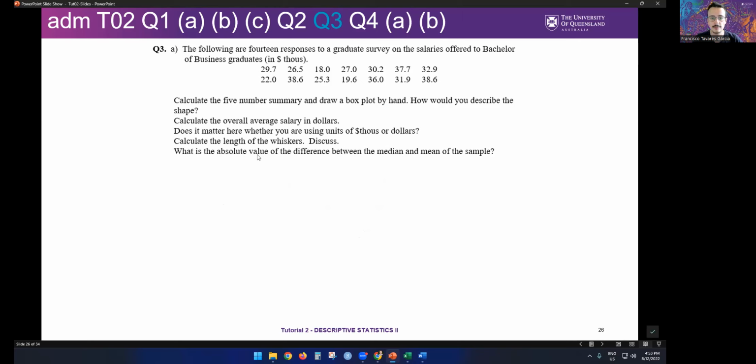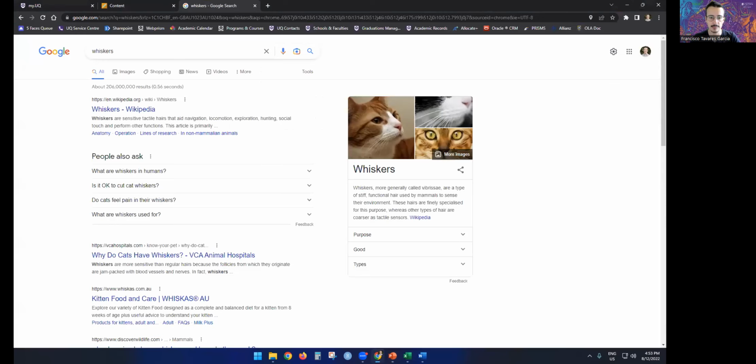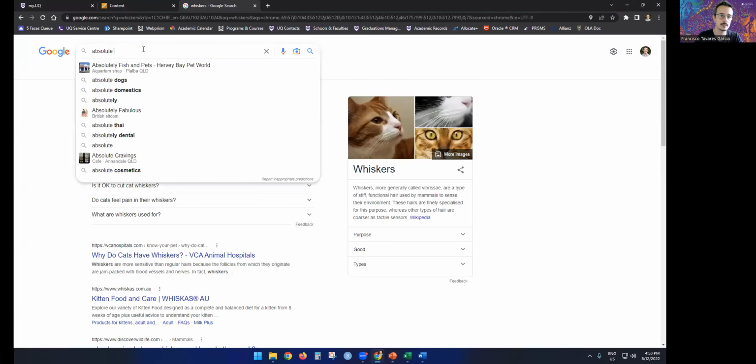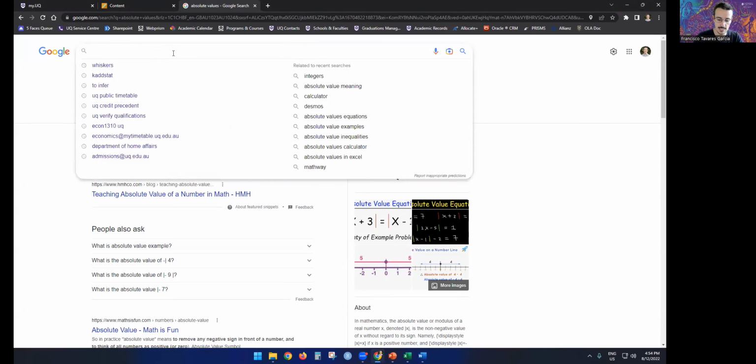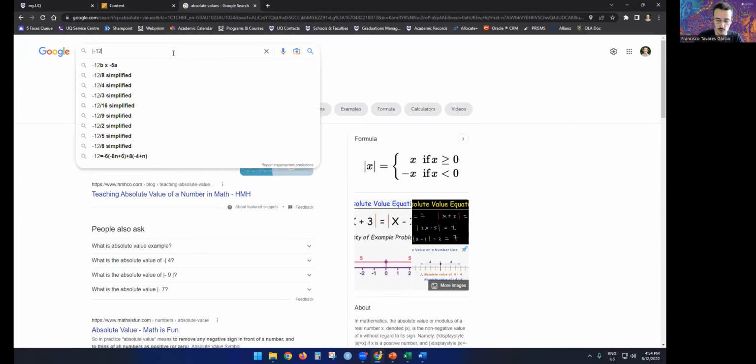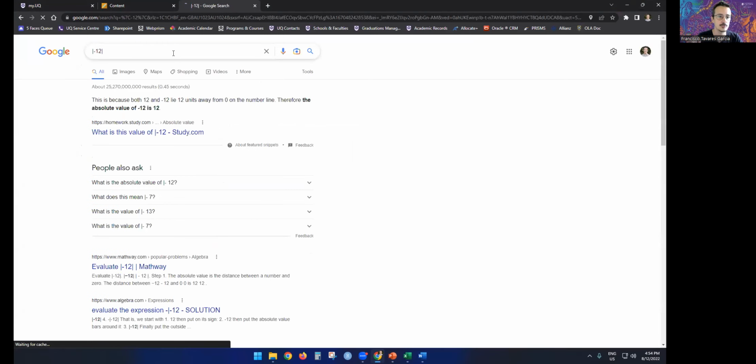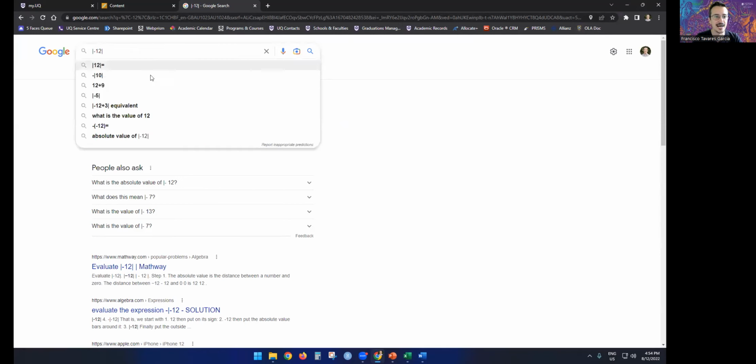What is the absolute value of the difference between the median and mean of the sample? Just to check, do you remember what an absolute value is? Just in case you haven't seen it before, it's when we put these two little bars around a value. So the absolute value of minus 12 is equal to 12. Look at Google doing it for me. So the absolute value of minus 12 is 12. It might be helpful sometime for you guys too.